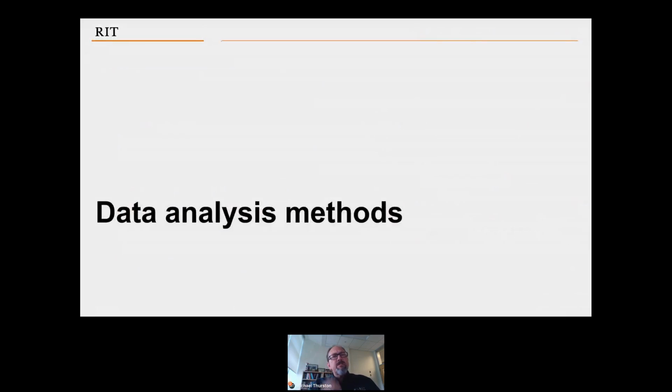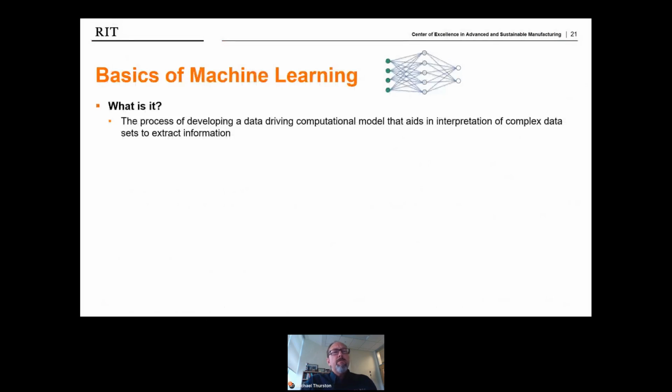So the next section we'll go into is specific data analysis methods. I guess I missed this on my agenda. Starting with machine learning, you may or may not have heard about machine learning. What is it? It's the process of developing a data-driven computational model that aids in interpretation of complex data sets to extract information.